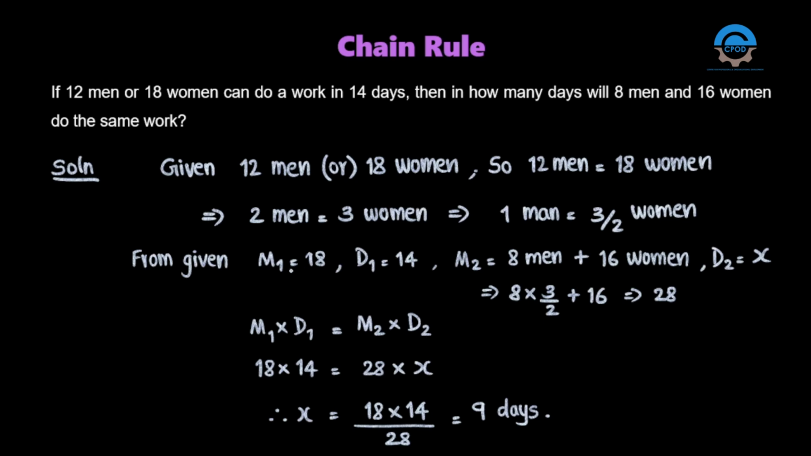So we are getting the first manpower as 18. Here we have taken the women value 18 and the number of days is 14. And M2 is 8 men plus 16 women. So 1 man's work is equal to 3 by 2 women. So 8 into 3 by 2 plus 16. We are getting the value as 28. And days is X, that is what we have to find. So on substituting these values in the formula, we are getting the value of X as 9 days. So 9 days is required for 8 men and 16 women to do the work.